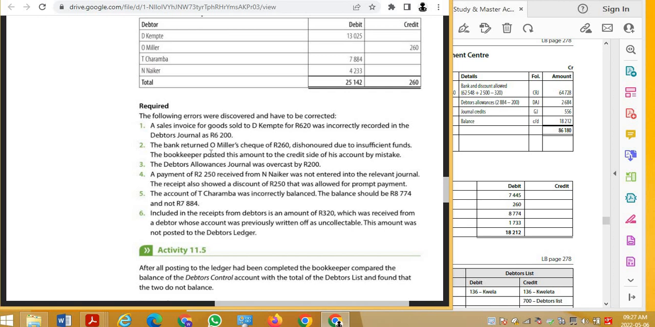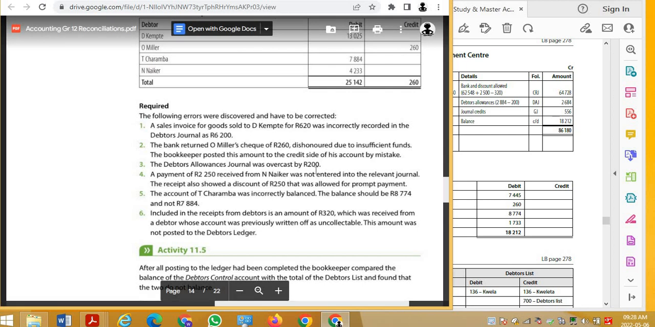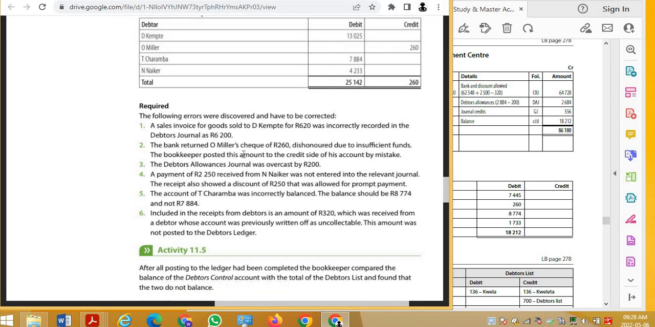Number two, the bank returned Miller's check of 260, right? Dishonored, insufficient funds. We've heard it all before. The bookkeeper posted this amount to the credit side of his account by mistake. So it should not be on the credit side. Here it is, Miller. And they're not talking about that journal being wrong. Can you guys see this is an individual problem with Miller's account? And because of that, it will only affect the debtors list.